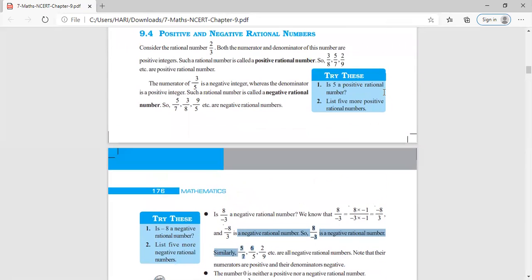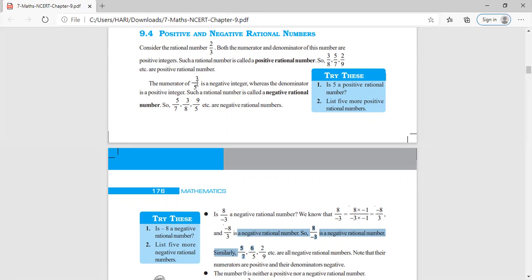Or we will consider the previous example, minus 3 by 5. Here also the minus sign is there in the textbook. The numerator is minus 3 and the denominator is 5. Here the numerator is negative and the denominator is positive. Such a rational number is called a negative rational number. That means a negative rational number is a rational number in which either the numerator or the denominator will be negative. Any one part will be negative, then it is called a negative rational number.